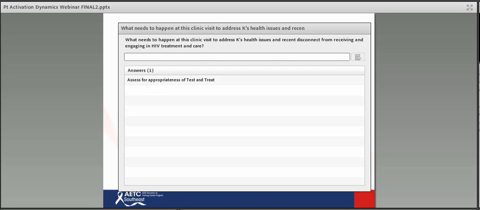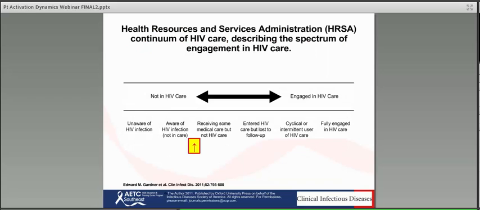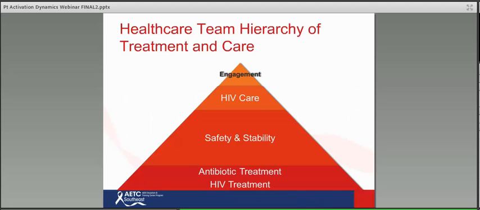Well, let's keep going for the sake of time, but I know your heads are trying to wrap around, okay, what would we do at our clinic? So I went back to our continuum of care and engagement and care continuum, and I showed you where I think Kay is. Aware of the infection and receiving some medical care, but certainly not HIV care. Hence, test and treat might be a very feasible option if that's offered in our area. Might be a very significant, important change to improve the health of this individual.